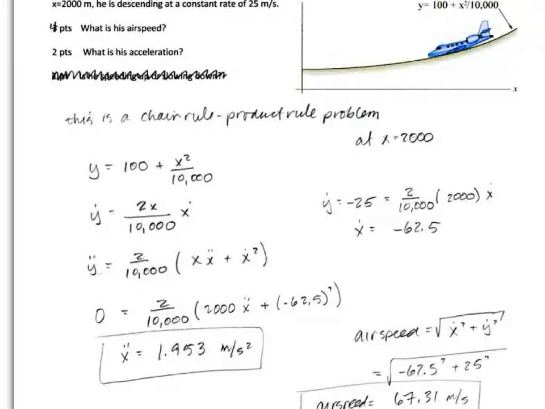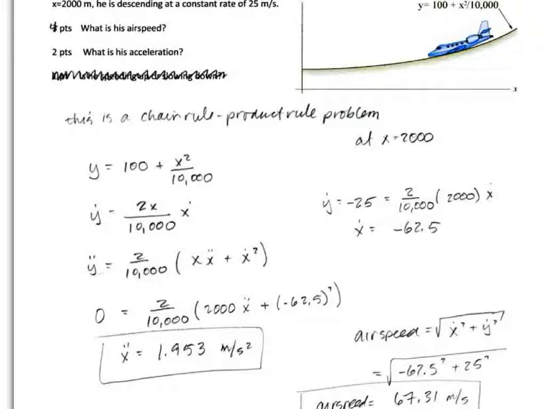Using the chain rule, the 100 goes away, and you get 2x over 10,000 times x dot. Now we take the y double dot, factor out the 2 over 10,000, and now I do the product rule of x dot. So I take x times the derivative with respect to time of x dot, which is x double dot, plus x dot times the derivative of x with respect to time, which is x dot again. So I get x double dot plus x dot squared.